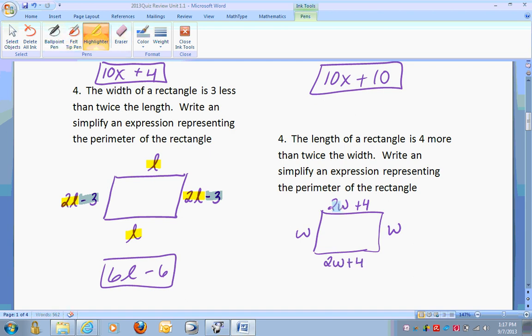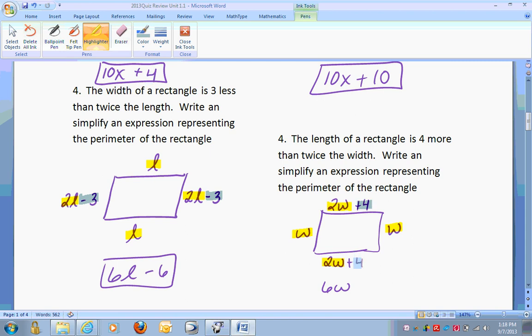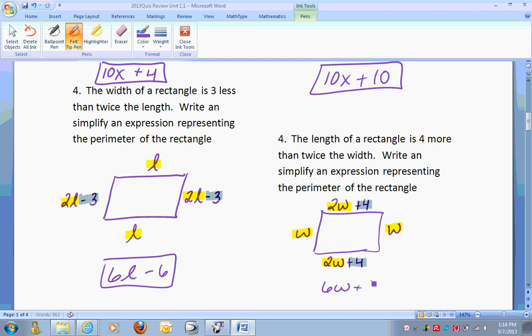Now I'm going to highlight my W terms. And when I add those together, I should get 6W. And then I'm going to highlight my constants. And when I add those together, I should get +8. So there is the simplified expression for the perimeter of that rectangle.